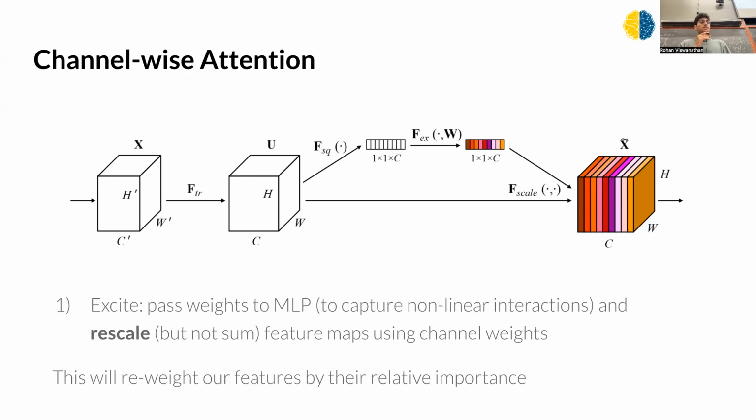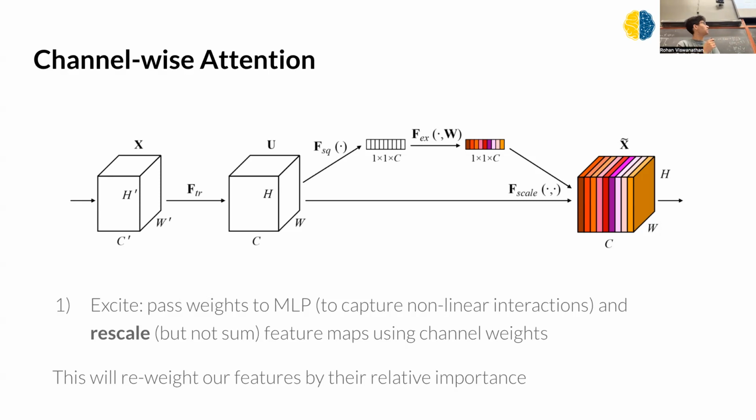The excite is the second step. Now that we have these weights, what can we do with them to ensure that they are being taken into account as we're processing a certain image? Now we want to pass these weights that we've gotten in the squeeze step through an MLP, multi-layer perceptron, which we talked about in earlier lectures, to capture nonlinear interactions and rescale these feature maps using channel weights.